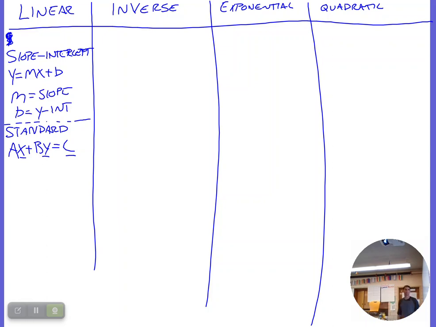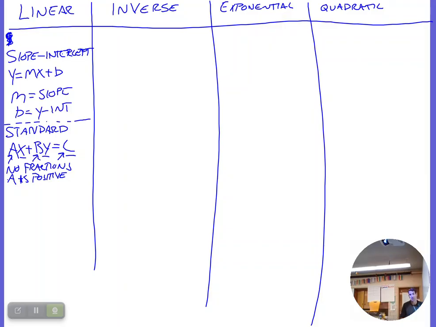A couple of extra rules. A, B, and C are all numbers. A and B are obviously coefficients. C is a constant. And in standard form, there are no fractions. That includes decimals. And A is positive. B and C can be negative, that's fine. A is positive. Let me finish linear and then I'll take a question, okay?